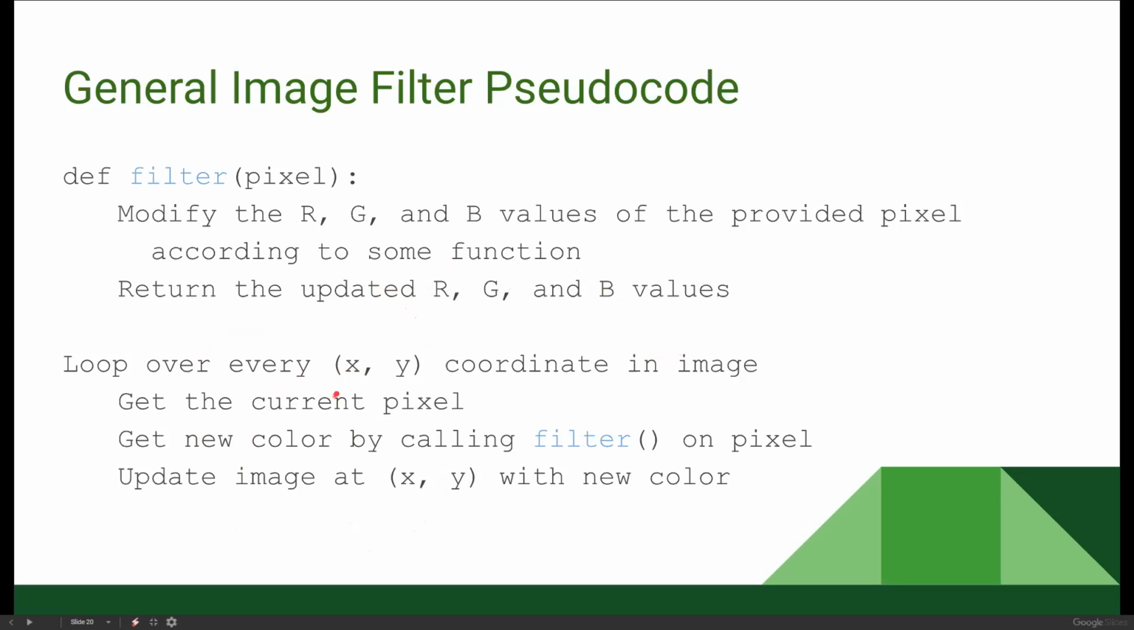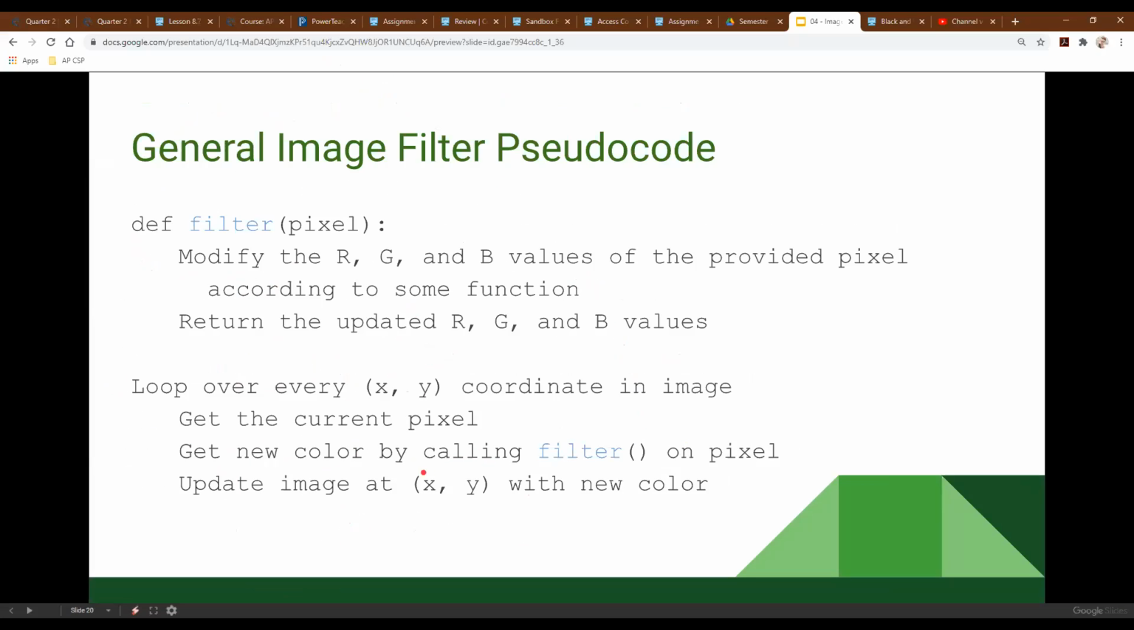And then in the rest of our code, we're going to loop over every single x, y coordinate in the image. So for every single pixel, we want to get that pixel. We want to find what its RGB value is. We want to get a new color for that pixel by calling our filter function. And then we're going to update our image at that coordinate with that new color that we just got. So let's look at an example.